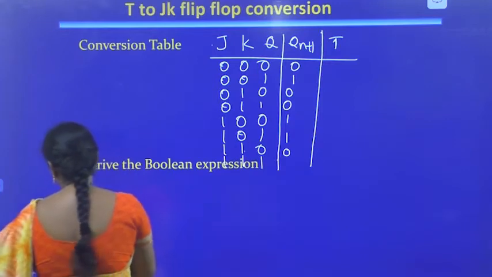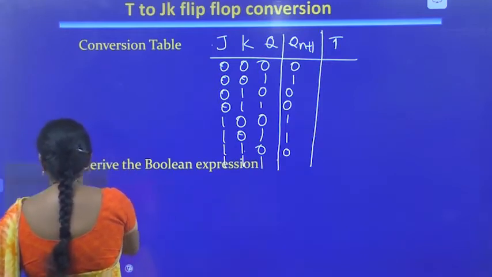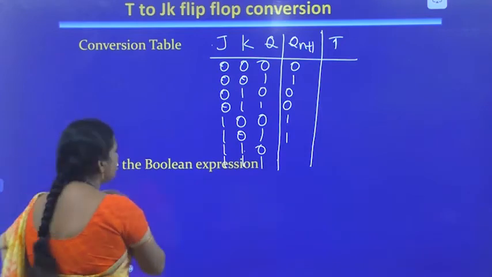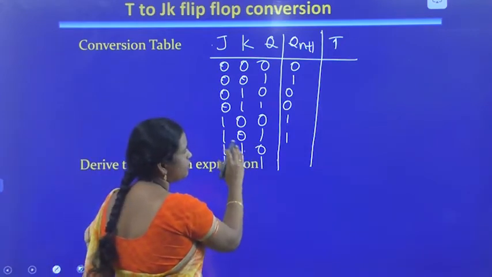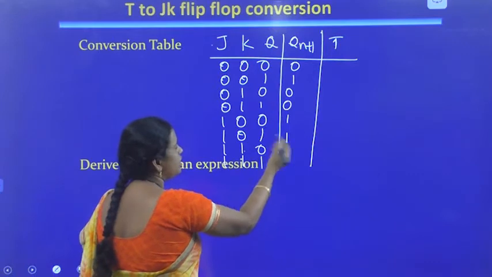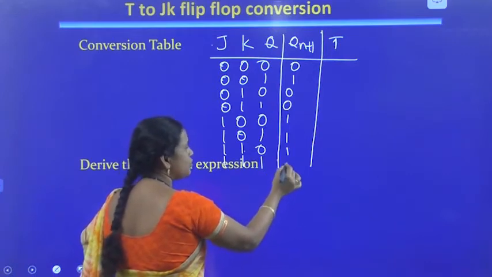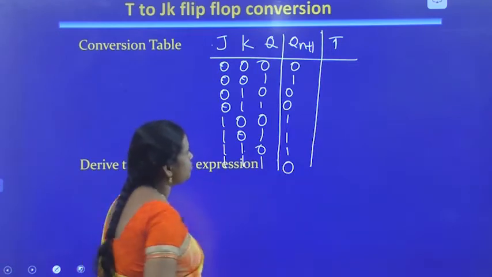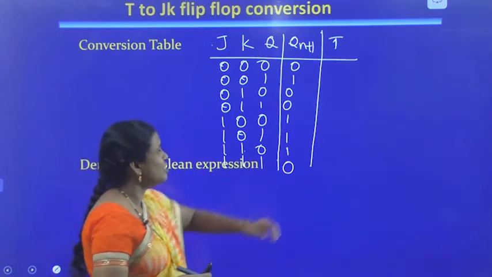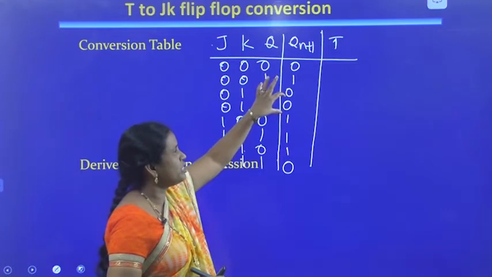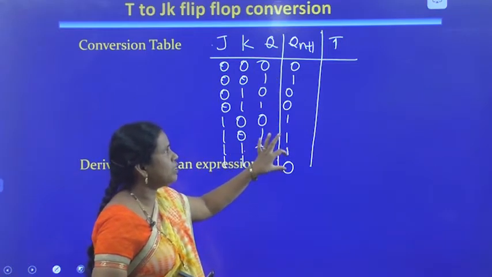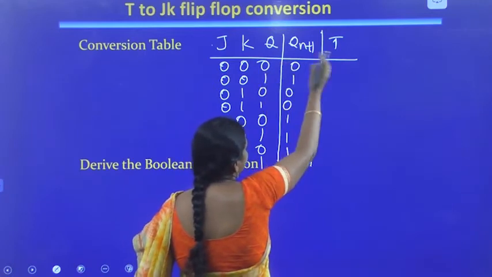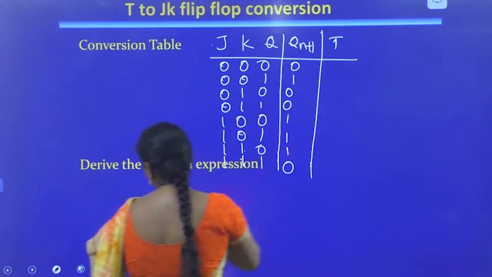For the 1 1, with the values of JK as 1 1, it is going to be the complement of the Q. So for 0 it will be 1, and for 1 it will be 0. You can remember like this: this is nothing but Q, then reset, set, and then Q bar, Q complement. Next, by using Q as well as Qn plus 1, we will write T.